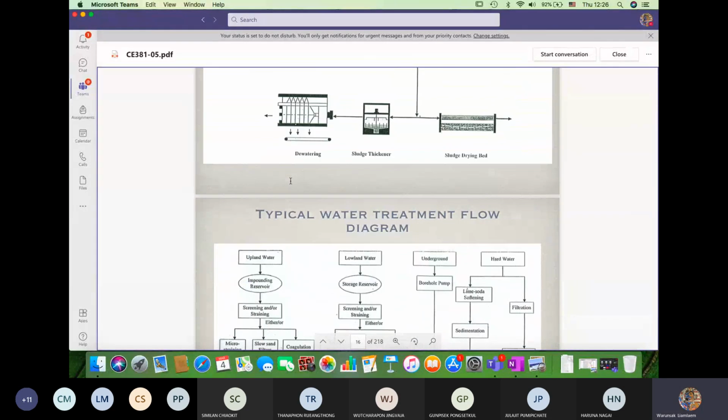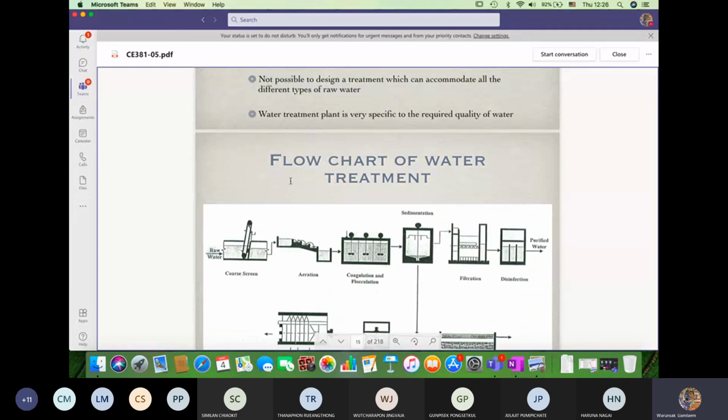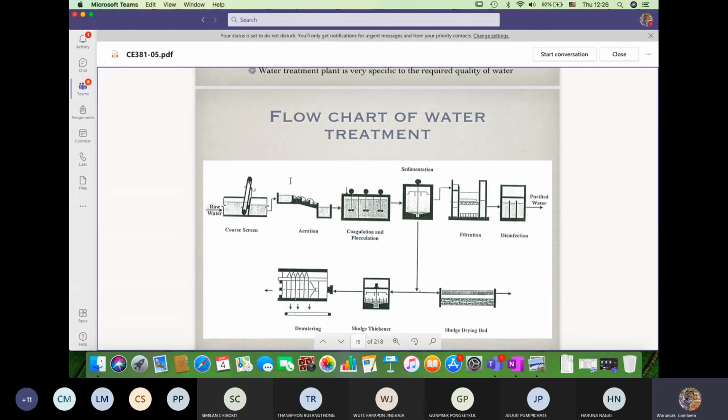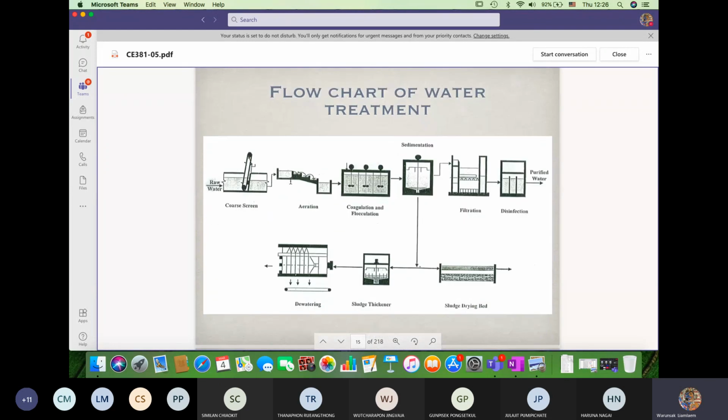Okay, the next 4 or 5 slides are the typical flow diagrams for the water treatment plant. This one is the flow diagram for the surface water treatment plant. It begins with the coarse screen, followed by aeration, coagulation, flocculation, sedimentation, filtration, and disinfection.